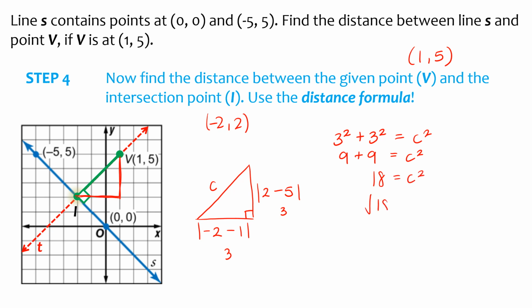And we're going to go ahead and leave our answer in simplified radical form. The square root of 18 is not simplified. We would break this apart perhaps as the square root of 9 times the square root of 2, or 3 times the square root of 2. So this 3 root 2 represents the distance between point V and point S. Okay, thank you.